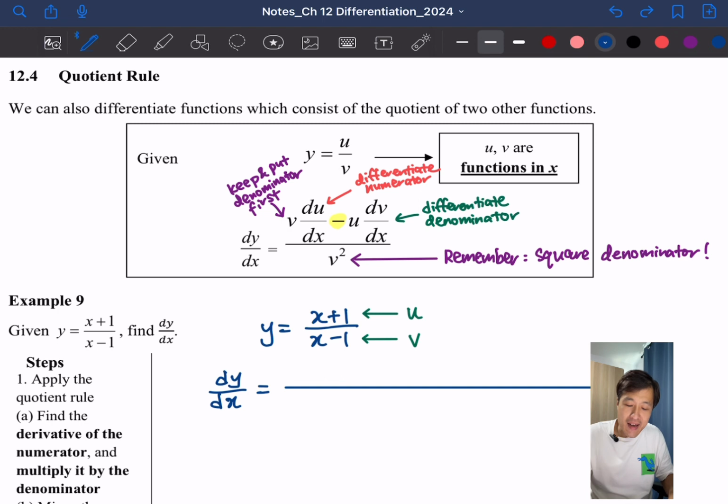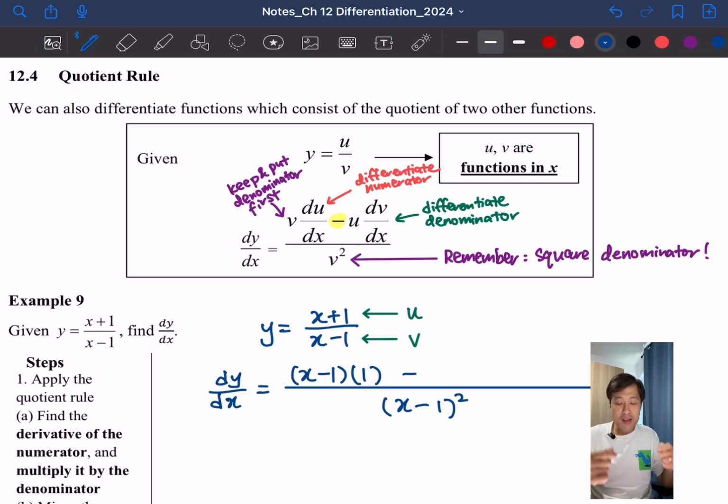It can still sound a bit complicated, so now we use example 9 to help us see procedurally what we do. First, x plus 1 in my numerator is u, and x minus 1 in the denominator is my v. I will square the denominator first. Once I've done something to the denominator, I keep it. So I keep the x minus 1, and then differentiate the numerator, x plus 1, which just gives me 1. And remember it is a minus in between.